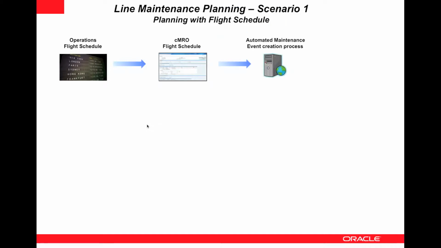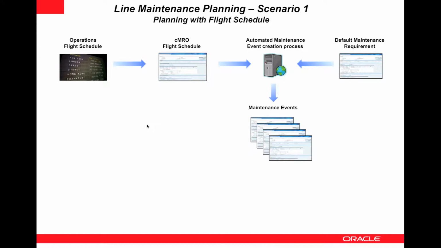Once the schedule is available, an automated background process picks up the schedule and creates the visits or maintenance events. This process also considers maintenance requirements that have been designated as default maintenance requirements for these types of events. Once the maintenance events are created, they are essentially ready to be executed.